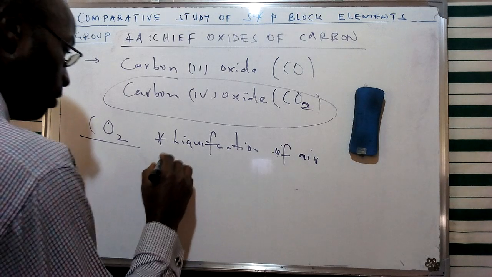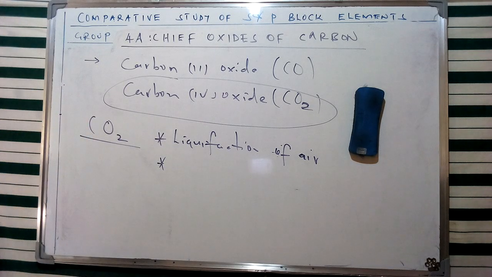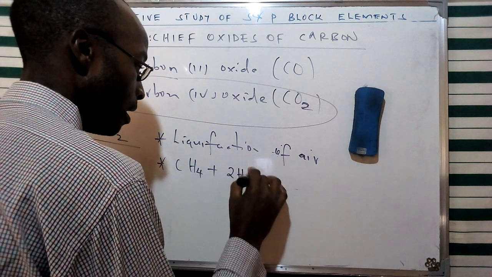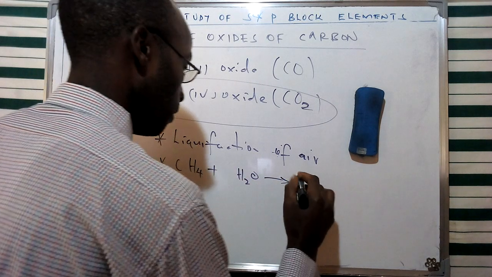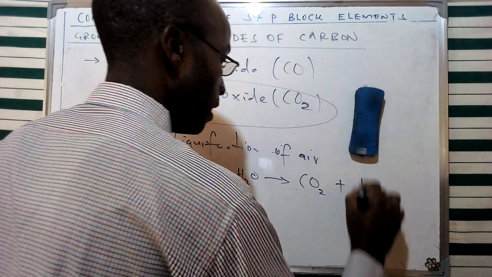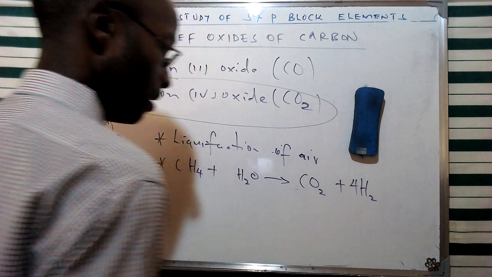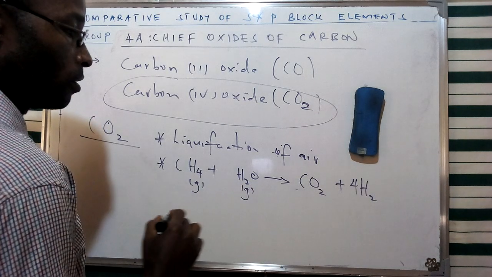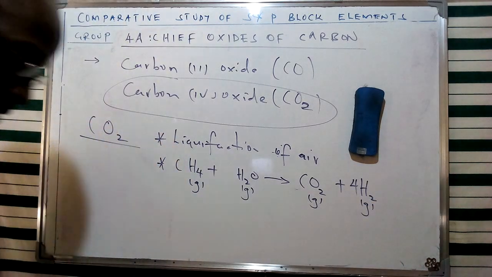So the next method that we can use to achieve this particular constituent of carbon, or the chief compounds of carbon, is through the reaction between a hydrocarbon and water. Particularly, we can give this in terms of an equation: the reaction with water leads to the formation of carbon 4 oxide plus hydrogen gas. So we can give this in terms of a stoichiometric equation. We're going to have gaseous methane reacting with steam, and this is going to form carbon 4 oxide and hydrogen gas.